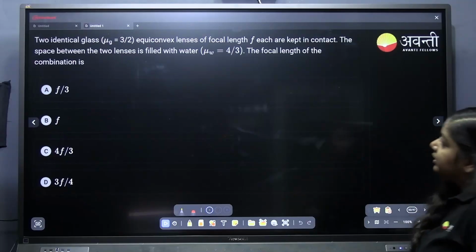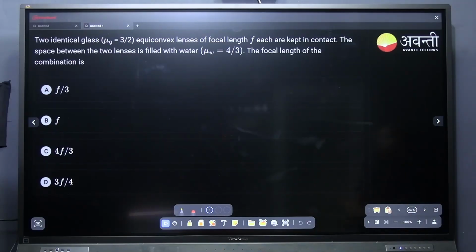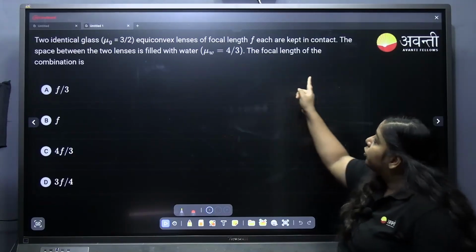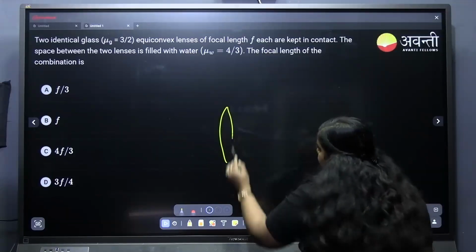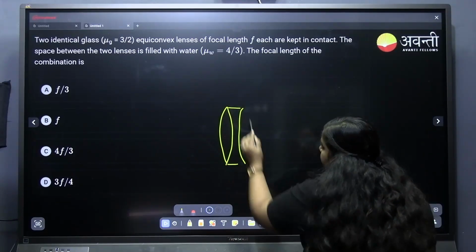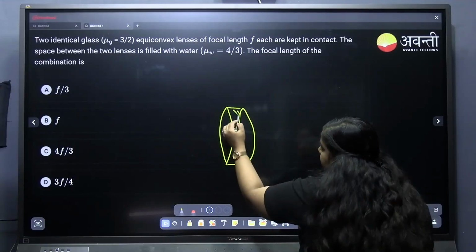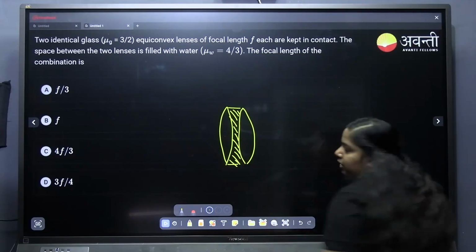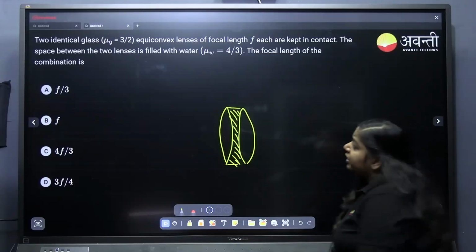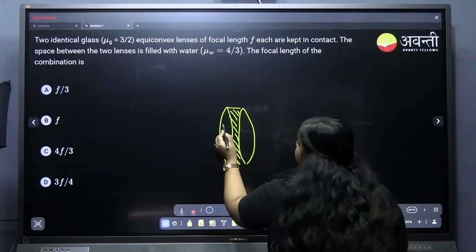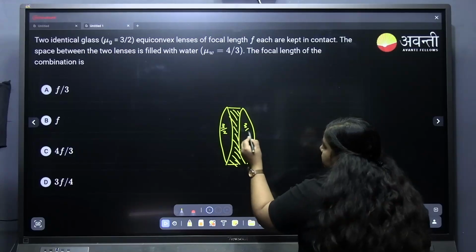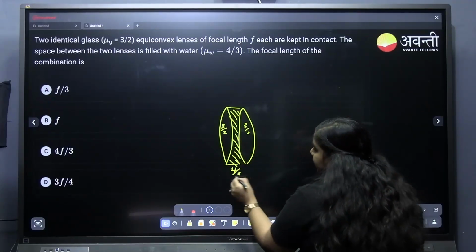Two identical glass (mu g equal to 3 by 2) equiconvex lenses of focal length f are kept in contact. The space between the two lenses is filled with water, mu equal to 4 by 3. The focal length of the combination will be? So there are two lenses kept in contact, and the medium in between them is filled with water. Since they are identical, their R will be the same. The first one has mu 3 by 2, this is also 3 by 2. Here it is 4 by 3 mu.